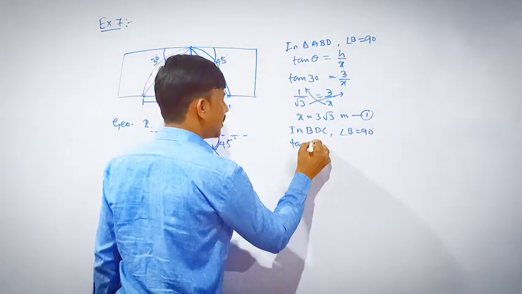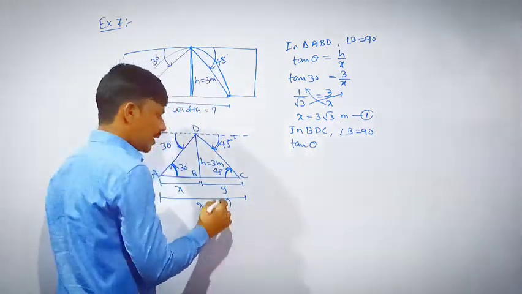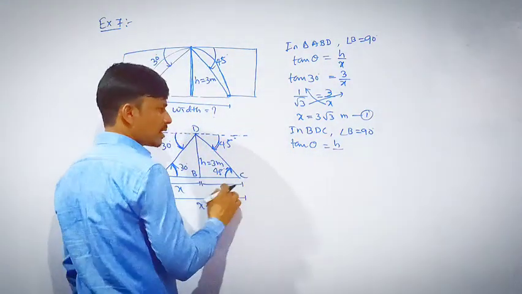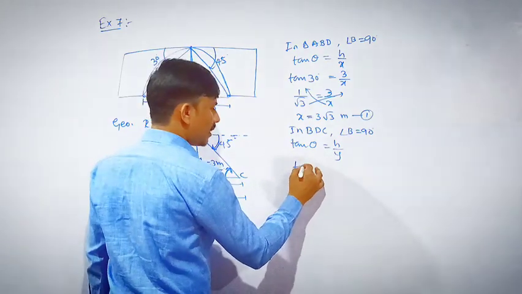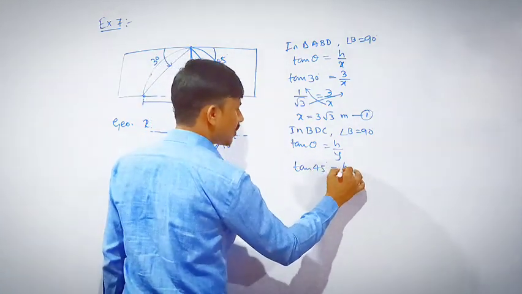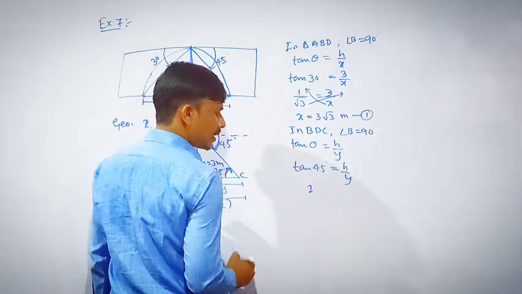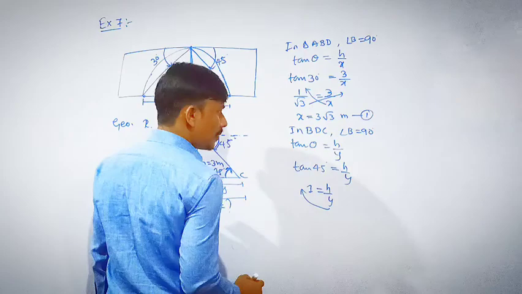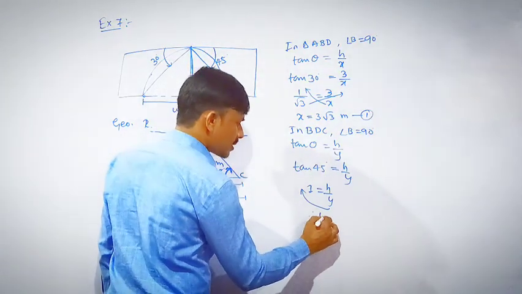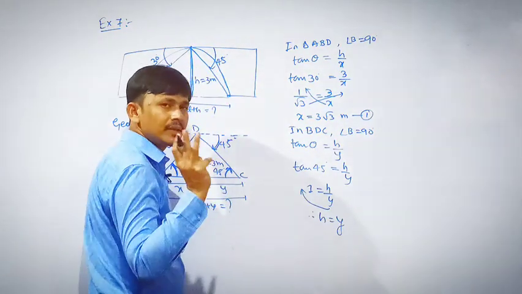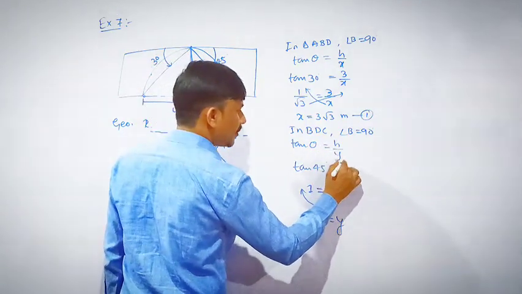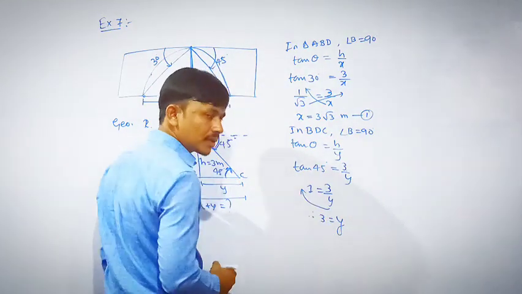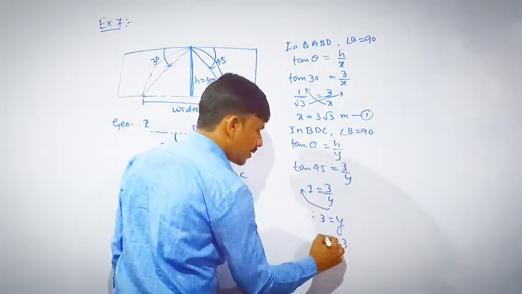Then in another triangle, in triangle BDC, angle B is equal to 90 degree. Tan theta is equal to opposite, what is opposite? H divided by what is adjacent? Y. Tan 45 degree is equal to h divided by y. Tan 45 degree is 1, so 1 is equal to h divided by y. Therefore h is equal to y. What is h value? 3, ಹಾಕ್ಬಿಡು. Therefore y is equal to 3 meter.